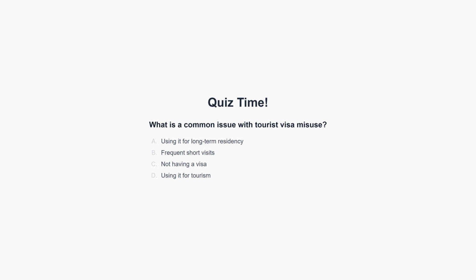Here's a quick quiz. What is a common issue with tourist visa misuse? A. Using it for long-term residency. B. Frequent short visits. C. Not having a visa. D. Using it for tourism. You may pause the video now to think about the answer. We will discuss the answer in the next section of the video.